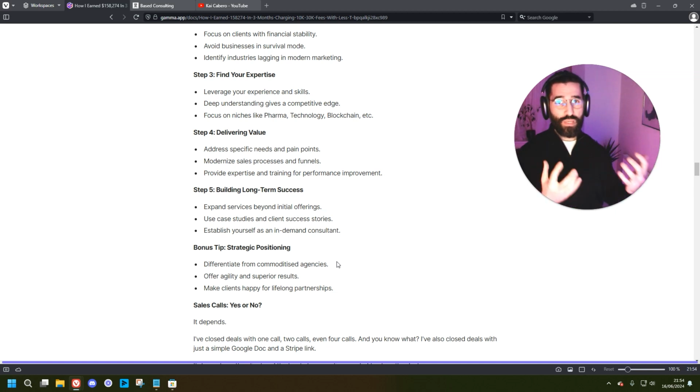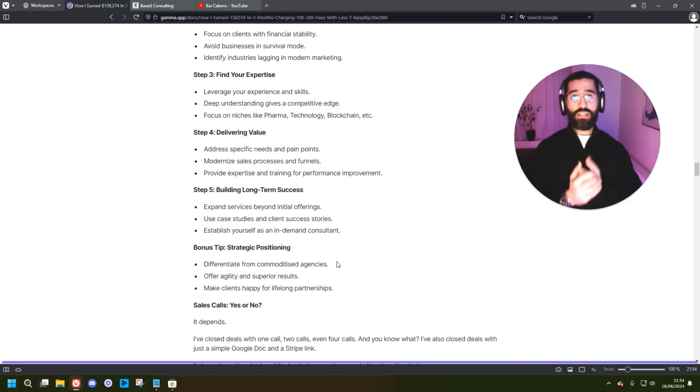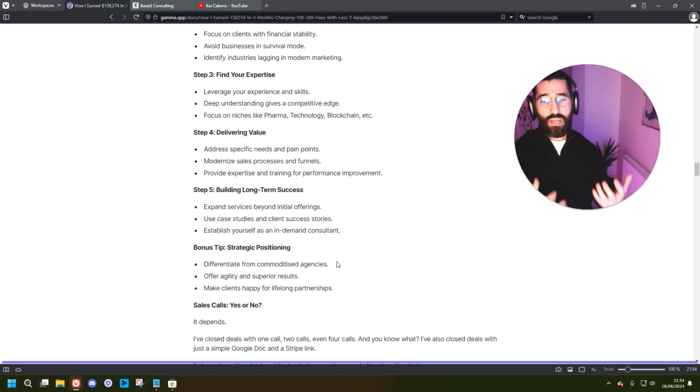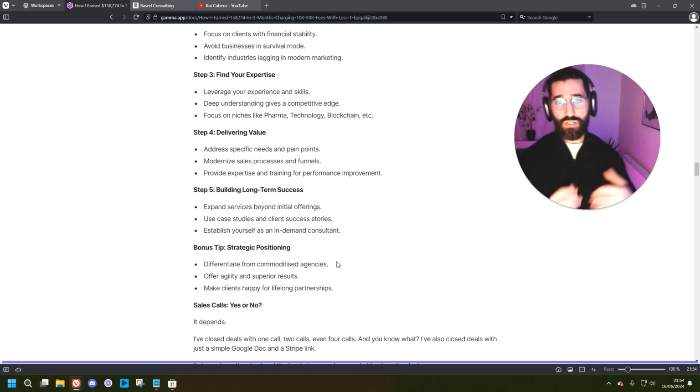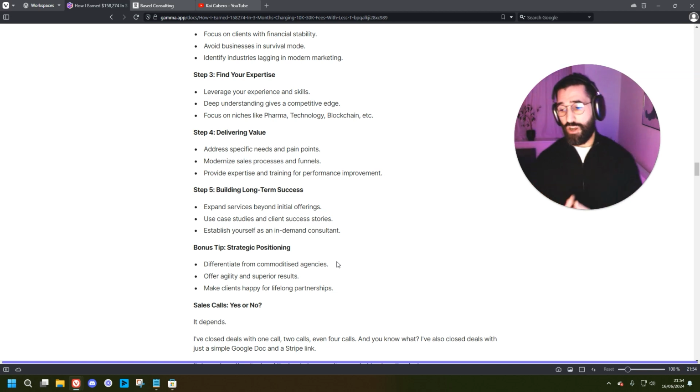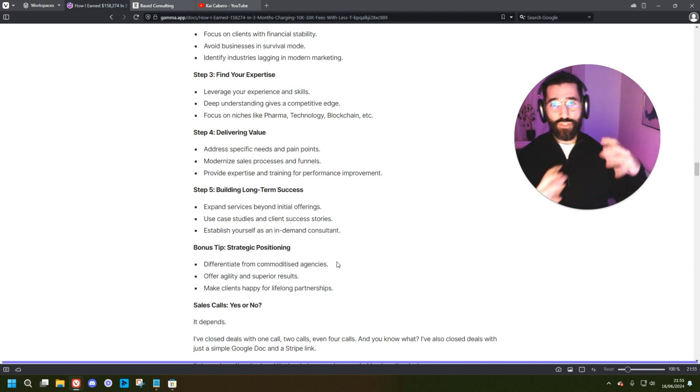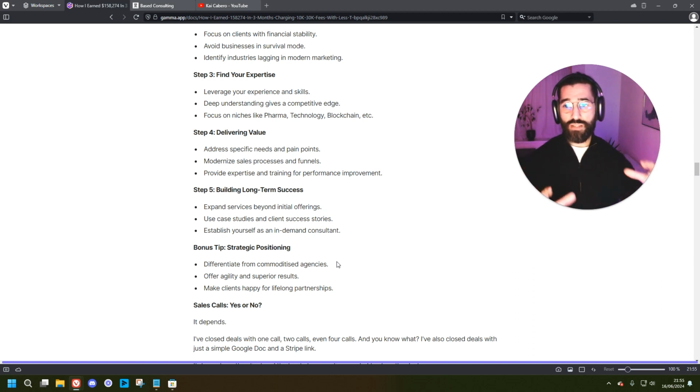Offer agility and superior results. Speed of delivery, making sure they get really good results, premium experience, and make clients happy for lifelong partnerships. You want to be working with people for a year, 2 years, 3 years, 10 years, 20 years. You don't want to be scrambling for clients every other month because your churn rate is so high and you can't really deliver. So ditch the one-time services and start expanding your horizons with that.